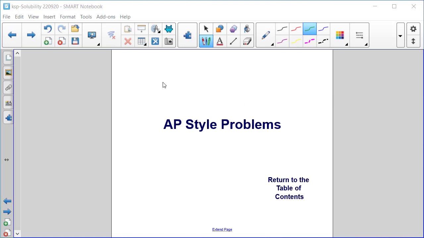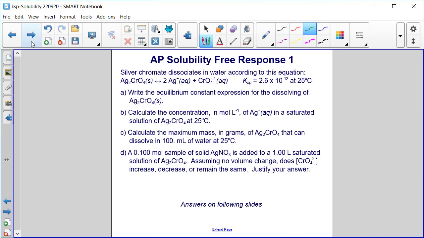In this final section, we're going to take a look at some AP style problems. AP Solubility Free Response 1. Silver chromate dissociates in water according to this equation: silver chromate solid into silver ions and chromate ions with a Ksp value of 2.6 times 10 to the minus 12 at 25 degrees C.